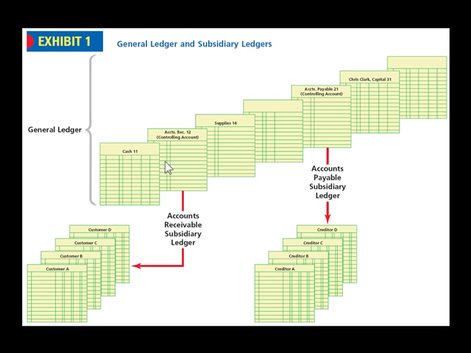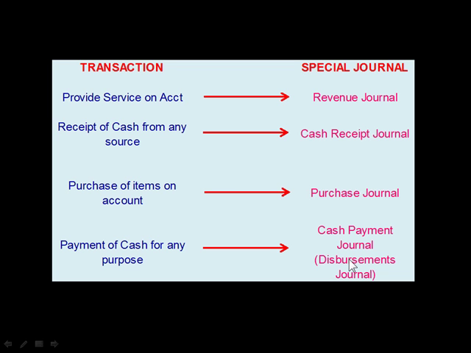Here's another way to look at it. Here's our general ledger right here: cash, accounts receivable, supplies, accounts payable, etc. You have a ton of accounts in your general ledger. Then for accounts receivable, you would have these subledgers for customer A, B, C, D. And same with accounts payable, you'd have a subledger for creditor A, B, C, D. So hopefully this visual shows you that this is just the detail behind the control account in the ledger. So those are our subsidiary ledgers.